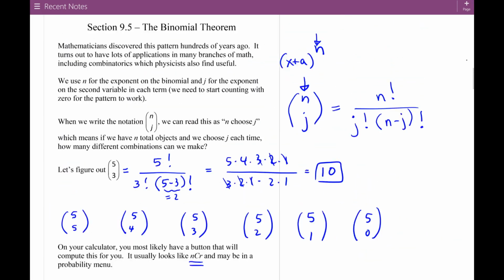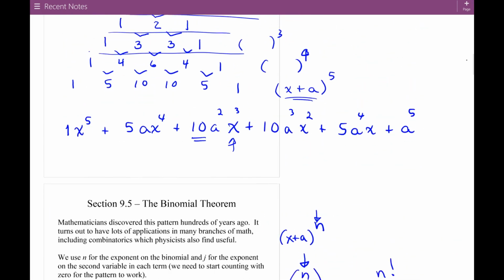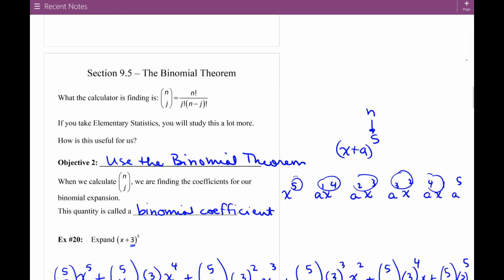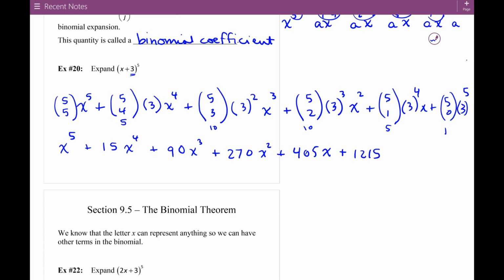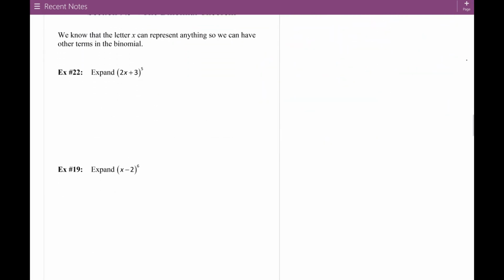And then let's see if we can tell what these are from Pascal's triangle. It was 5, 10, 10, 5, 1. So this is 5, 10, 10, 5, 1. But we need to do some simplifying. So we'll have 5 times 3 is 15x to the 4th. Plus 10 times 3 squared is 90, x cubed, plus 10 times 27 is 270x squared, plus 5 times 81 is 405x, plus 1215.